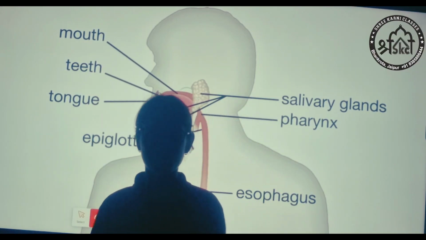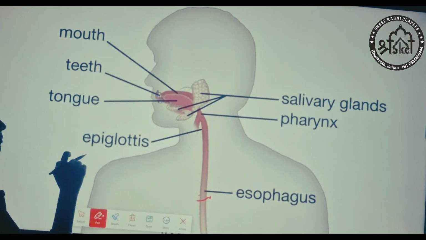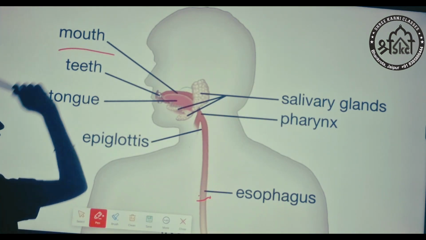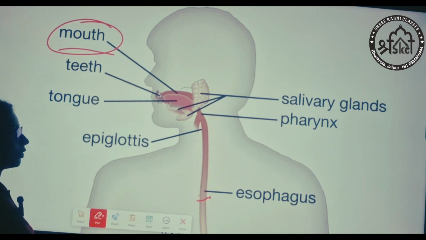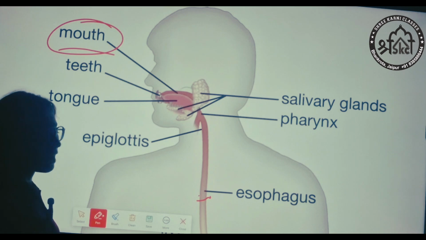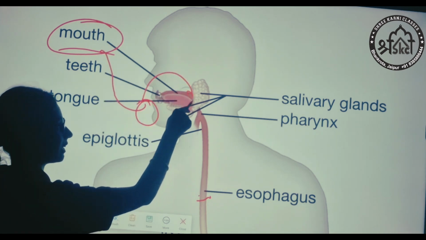So today I'm gonna tell you about our digestive system. In our digestive system, the first part is our mouth. Mouth is the first part, and as we all know, we use our mouth to engulf our food. So by mouth, this is our food particle. We engulf it in our mouth.